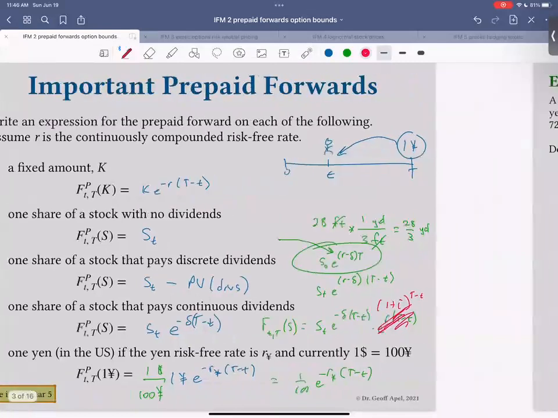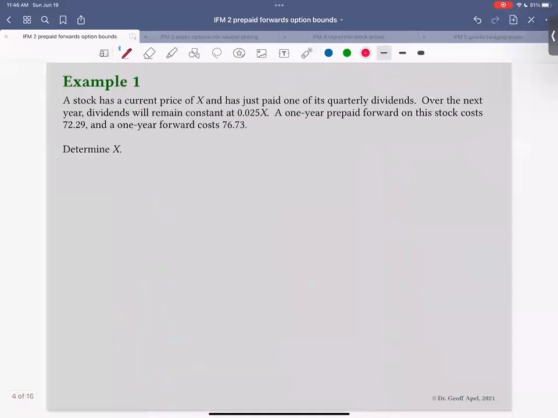Okay. All right, so let's look at an example, just a quick one here. It says, a stock has a current price of X and just paid one of its quarterly dividends. Okay, so got it. Over the next year, dividends will remain constant at 0.025X. A 1 year prepaid forward costs 72.29 and a 1 year forward costs 76.73.